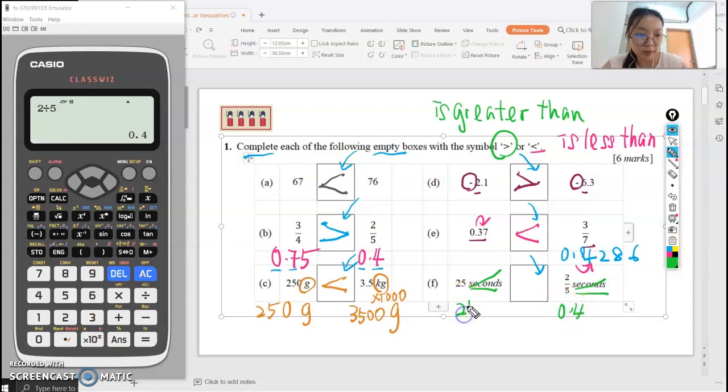And 25, 哪一个比较大？如果小数点前面它有号码，就先看小数点前面的号码。没有小数点加小数点。是25大还是0大？当然是25。大的放2个点，小的放1个点。And you connect. This is greater than. Alright? Simple.